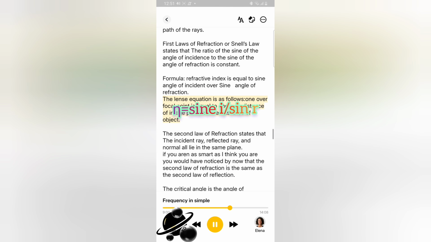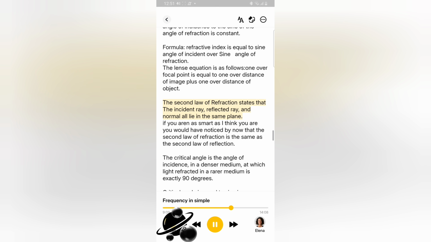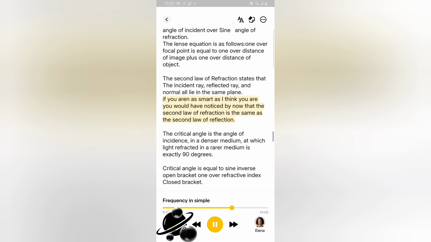The lens equation is as follows. 1 over focal length is equal to 1 over distance of image plus 1 over distance of object. The second law of refraction states that the incident ray, refracted ray, and normal all lie in the same plane. If you are as smart as I think you are, you would have noticed by now that the second law of refraction is the same as the second law of reflection.